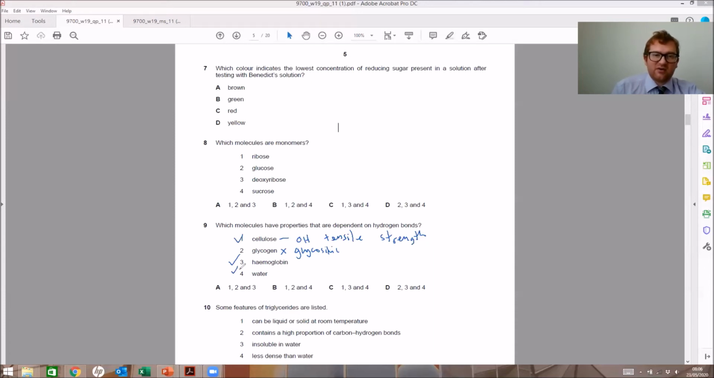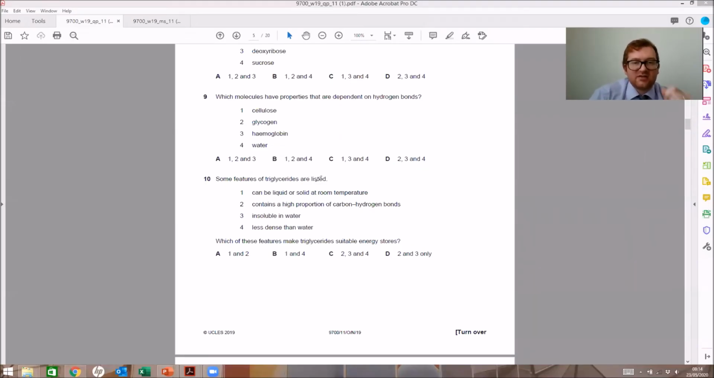So 1, 3, and 4 are all true, and they're all related and dependent on hydrogen bonds. However, here the glycosidic bond for glycogen is incorrect. So anything with option 2 in it is incorrect. Option C is the correct answer.